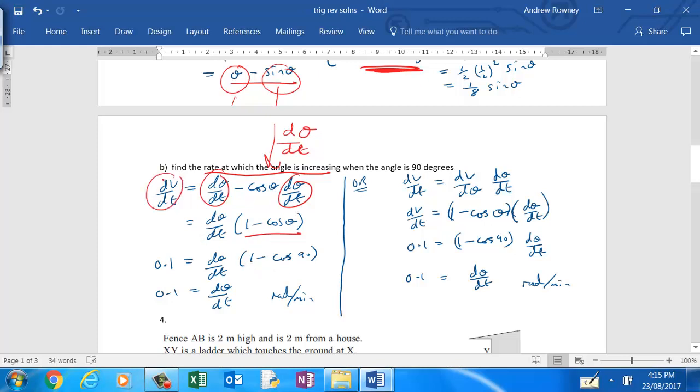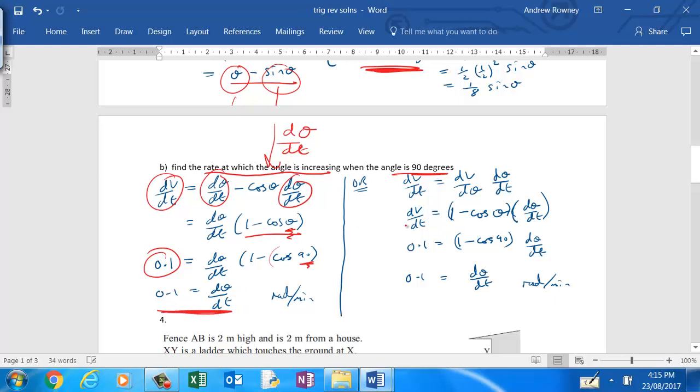And we know that that rate is 0.1 because it gives it in the question. And now it's saying what is the rate of increase when the angle is 90. So we put theta as 90, and we solve that. Cos 90 is 0. And so now we've got d theta by dt equals 0.1.